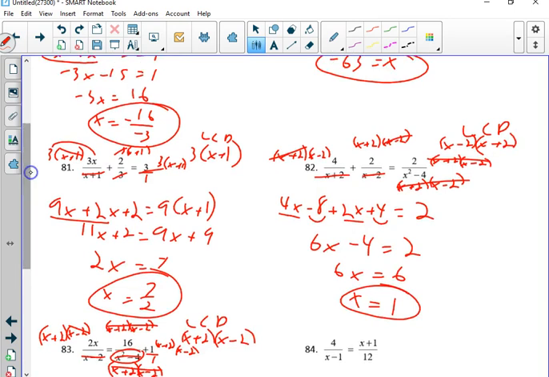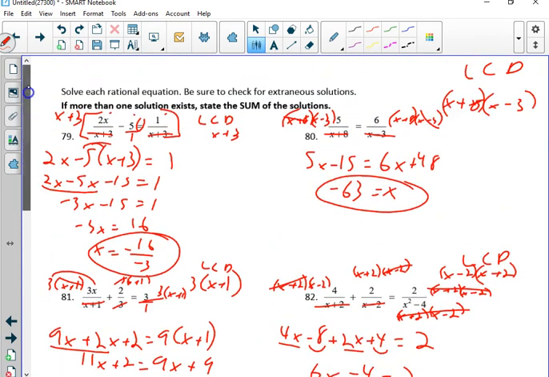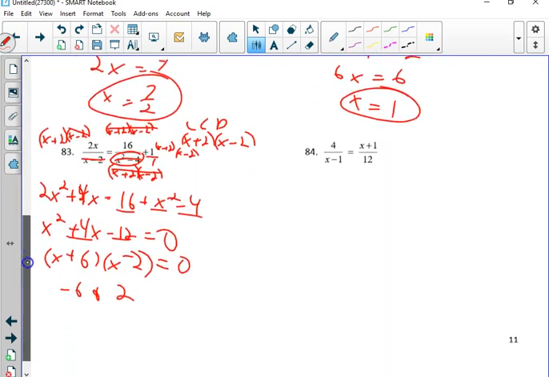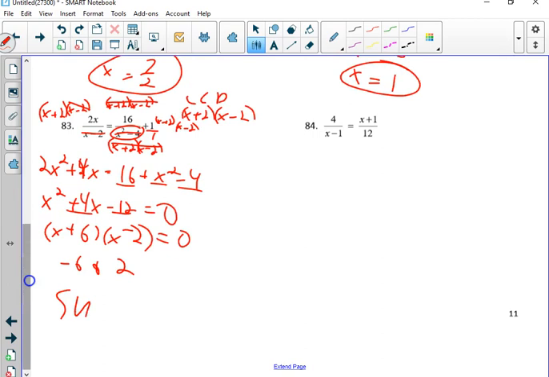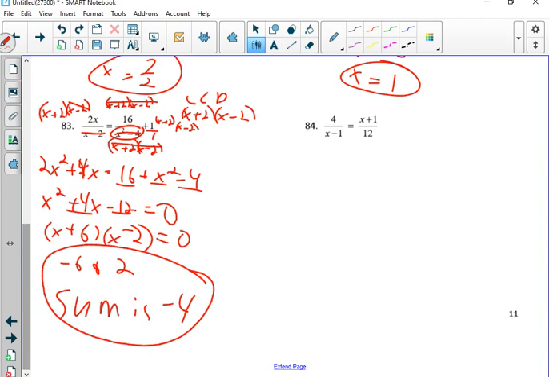But look at my directions. My directions also said, if there's more than one solution, state the sum. Well, so far I've had 1 every time. That's my answer. Two answers, negative 6 and 2, and when you add them together, you get negative 4.